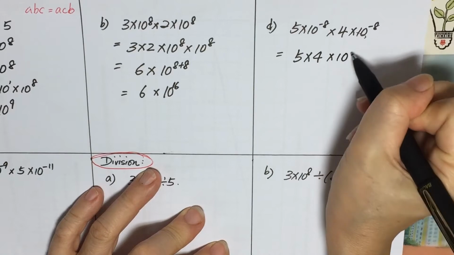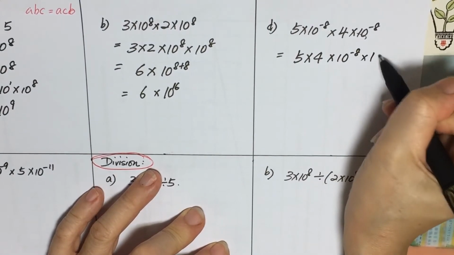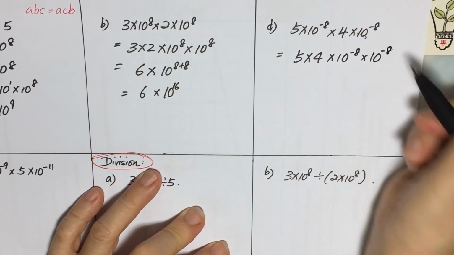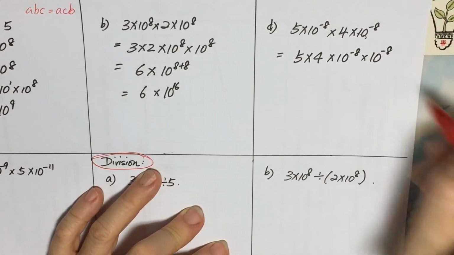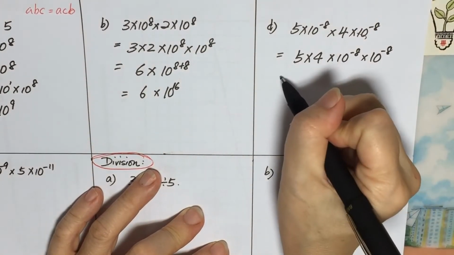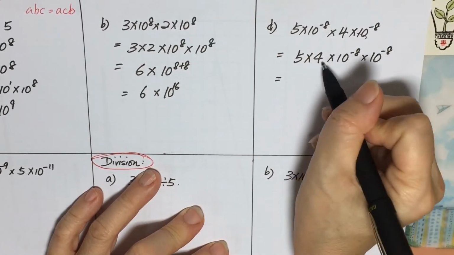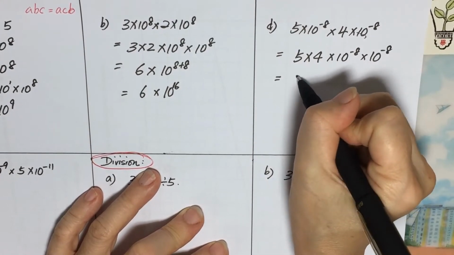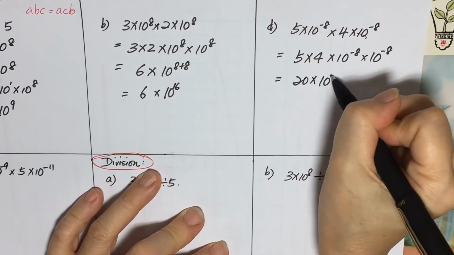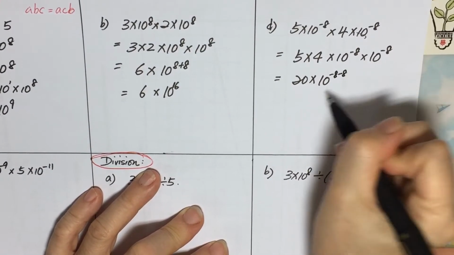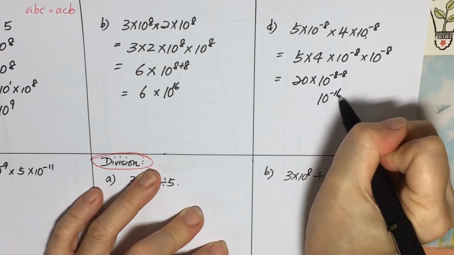Third question. Again, I can swap the order, so I would prefer to put 5 and 4 together, and then those terms with 10 as base, the exponential part, together. I will put these two together and then these two together. 5 times 4 is 20. So 20 times 10 to the power of negative 8 minus 8, which is 10 to the power of negative 16.